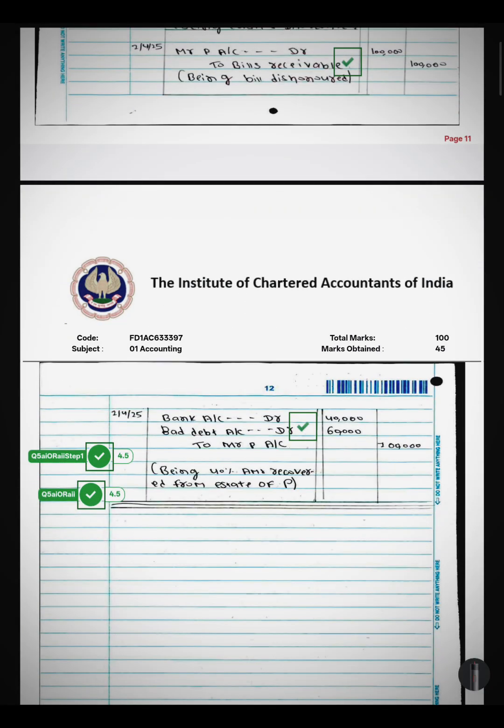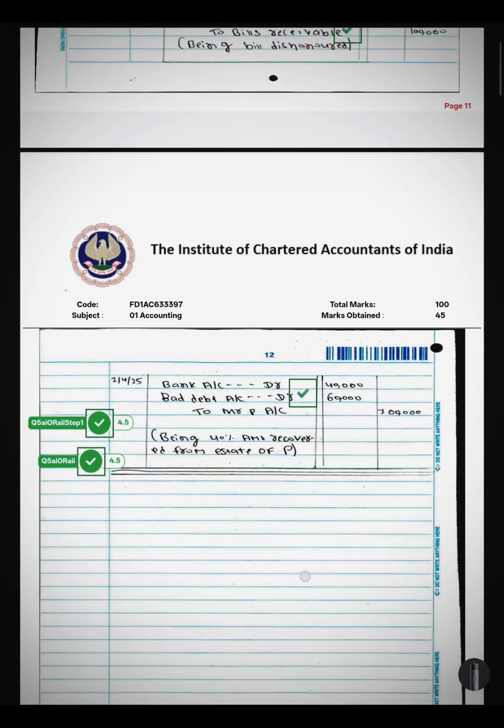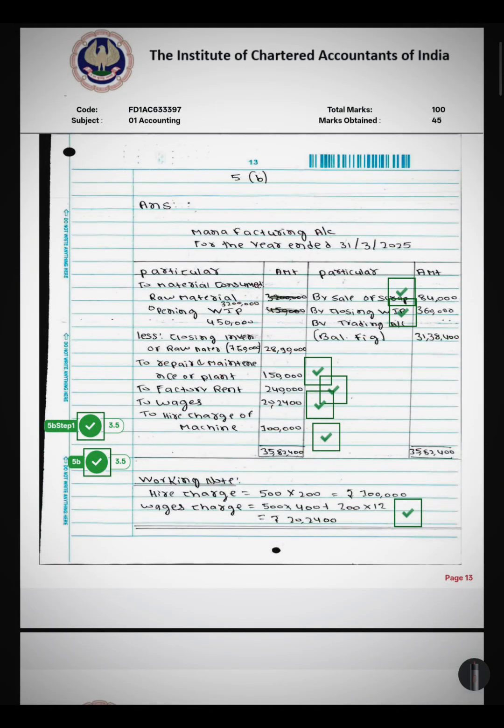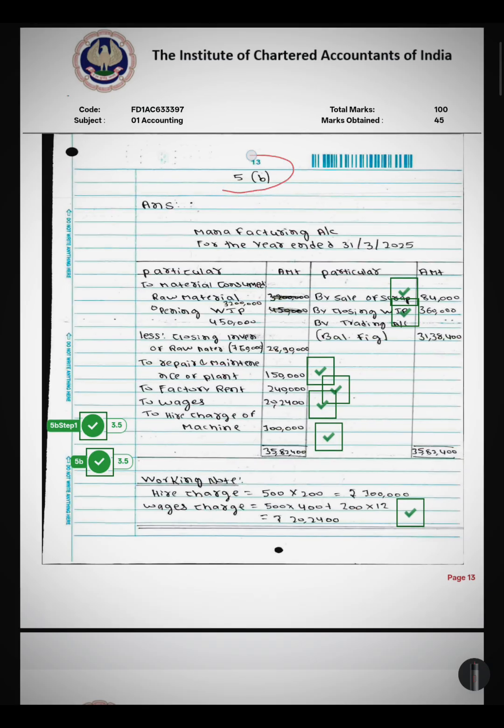Here as well it is correct, and it was for 5 marks, and the teacher has allotted me 4.5, as you can see here. Even though everything was correct with proper format, narration and scaling, I don't know where the teacher cut that 0.5 marks. Then I went to 5B here.